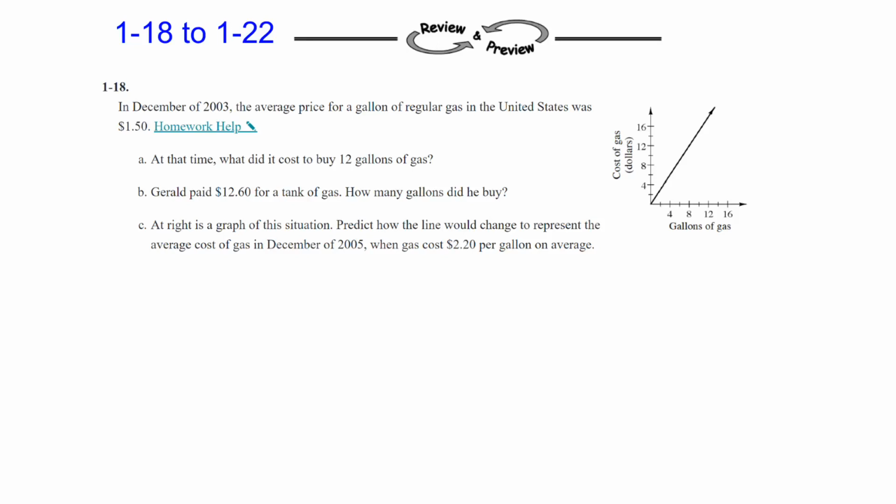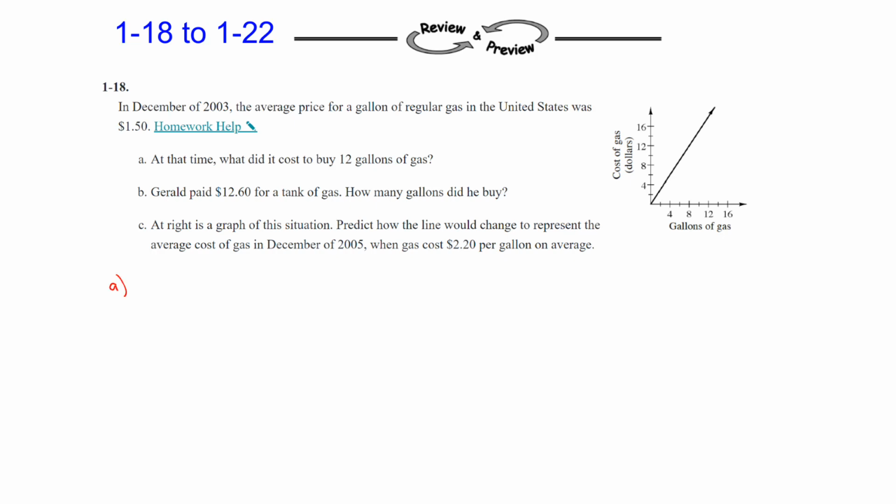Welcome to Chapter 1, Homework Questions 18 through 22. Question 18. In December of 2003, the average price for a gallon of regular gas in the United States was $1.50. A. At that time, what did it cost to buy 12 gallons of gas? So let's just start right there.